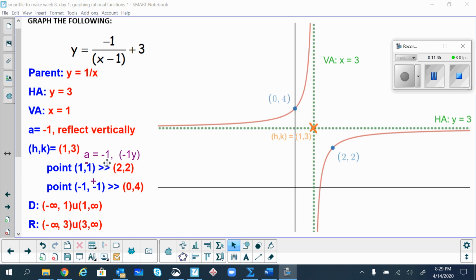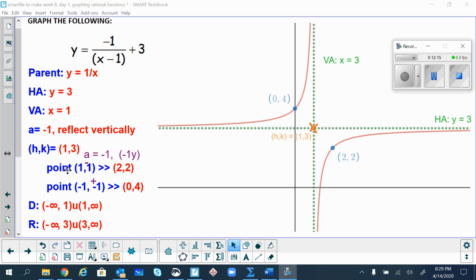But notice since our A value is -1, we always multiply the Y values by A, so I'm going to multiply these Y values by -1. So now I need to go to my new point, 1, -1. If I'm starting at 1, 3, 1, -1 would be 1 to the right and then 1 down. So again, I'm starting at my HK point, which is 1, 3. My new point will be 1, -1. So I'm going to go 1 to the right in the X direction and 1 down in the Y direction. So starting at 1, 3, go 1 to the right and down 1.